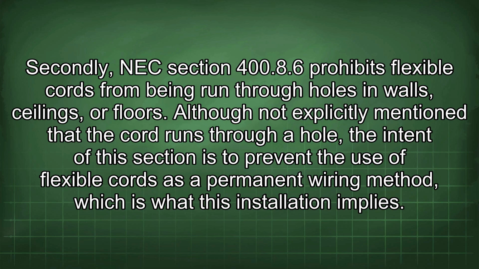Secondly, NEC section 400.86 prohibits flexible cords from being run through holes in walls, ceilings, or floors. Although not explicitly mentioned that the cord runs through a hole, the intent of this section is to prevent the use of flexible cords as a permanent wiring method, which is what this installation implies.